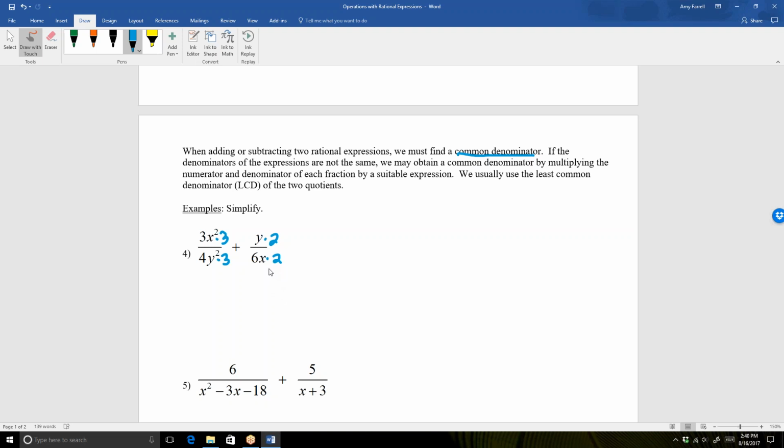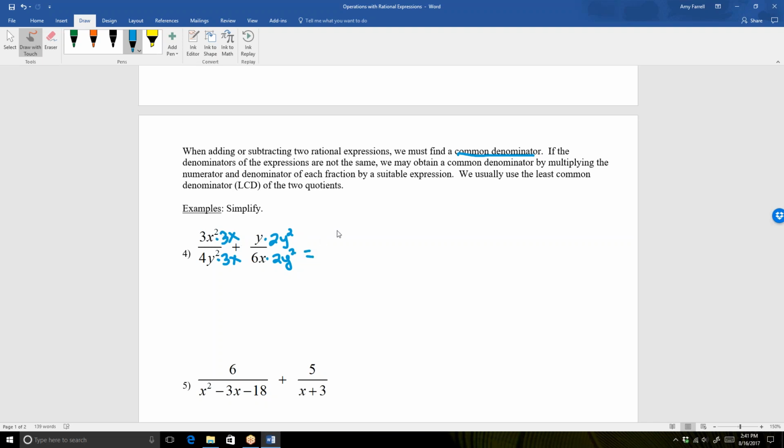Otherwise, I won't have an equivalent rational expression. Over here, in order to get a denominator of 12, I'm just dealing with the numbers right now. I have to multiply by 2 over 2. So after doing that, I'll have a 12 over here and a 12 over here. The variables also need to be the same. I notice that this denominator has an x, but this denominator does not. So I'm also going to have to multiply by x over x. This denominator has a y squared. This denominator does not. I'm going to have to multiply this whole rational expression by y squared over y squared.